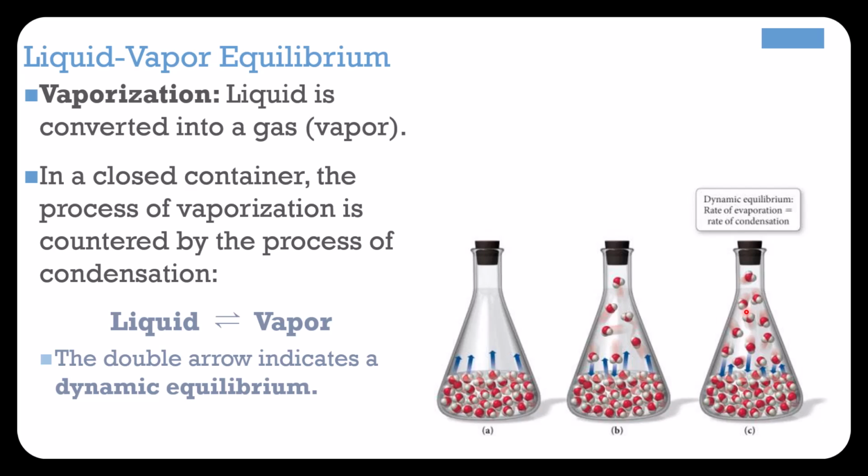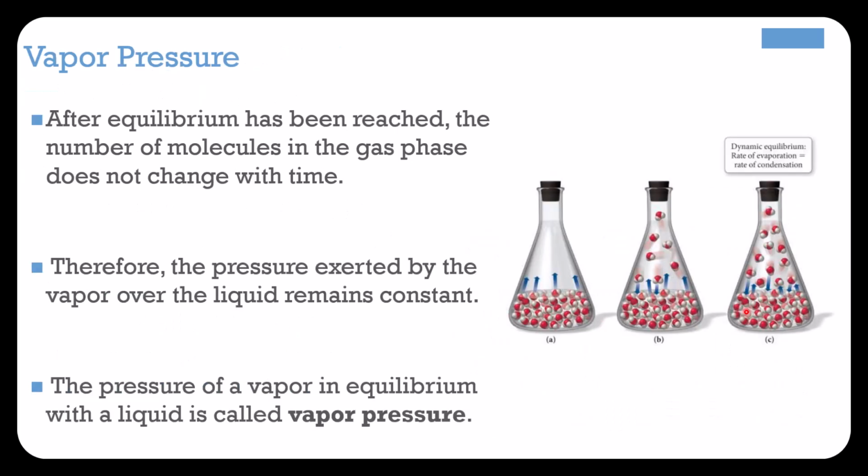Once we've reached this state of equilibrium, the following statements are true. Equilibrium has been reached. The number of gas molecules in the gas phase does not change. 1 becomes gas, 1 goes down to liquid. 2 become gas, 2 become liquid. So if I were to take a snapshot of how many particles are in the gas phase, that would not change from snapshot to snapshot. It remains constant.